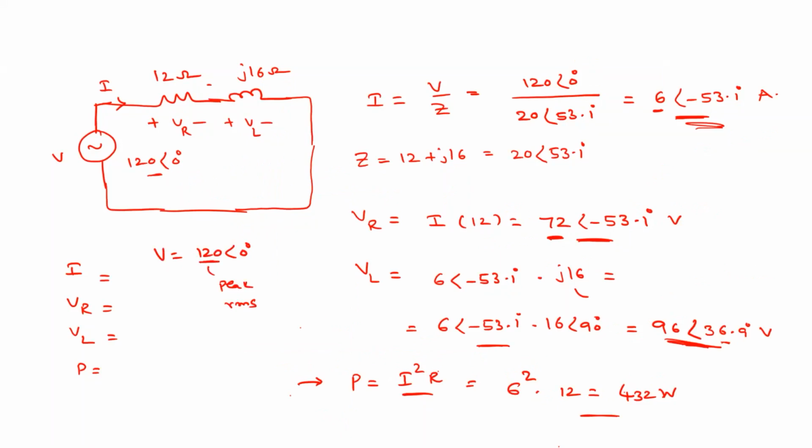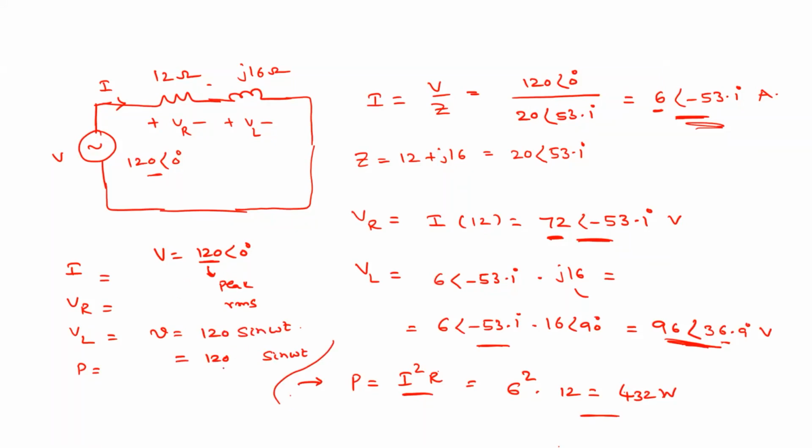If this is the RMS value, what is the relation between RMS and peak value for a sine wave? Peak value divided by root 2. So RMS is equal to peak by root 2. Then this can be written as 120 sine omega t or 120 into root 2 sine omega t. If it is the RMS value, it is 120 by root 2.